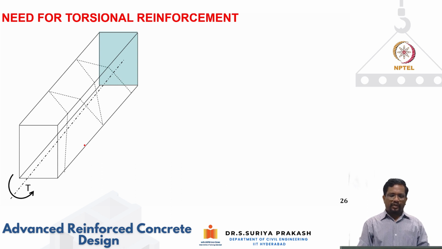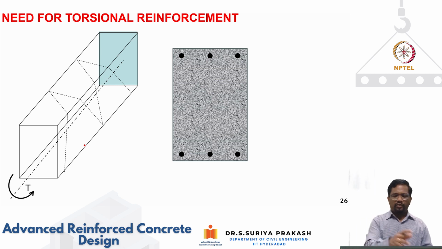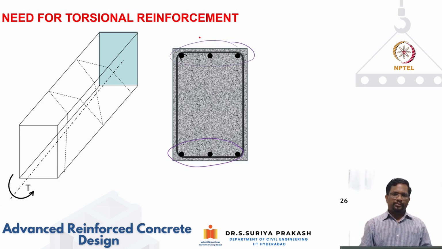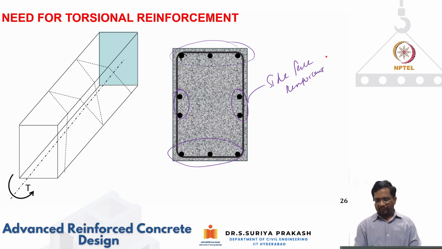So I need to put reinforcement everywhere, on all four faces. We put longitudinal rebar like this for both bending as well as torsion. In addition to that, we also put stirrups, and in addition to that, we also put some side face reinforcements. These are your side face reinforcements.